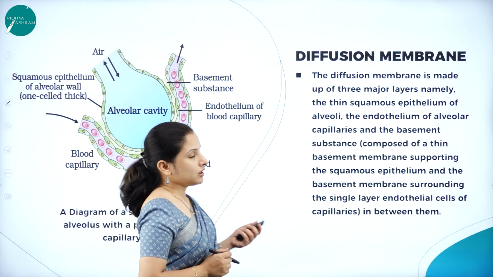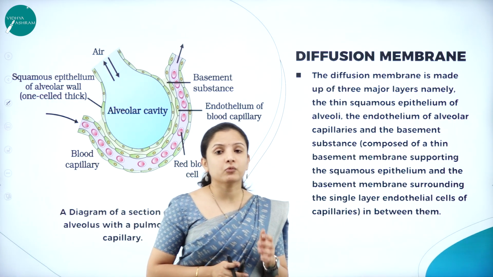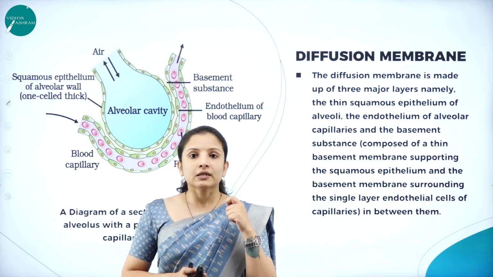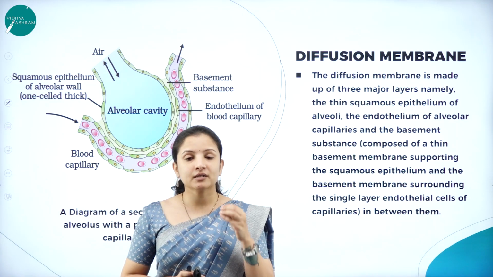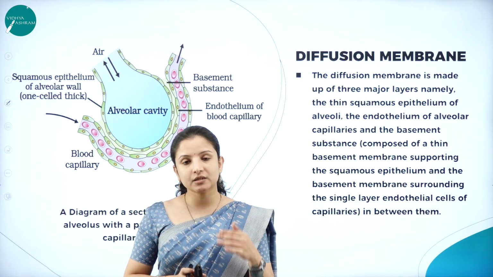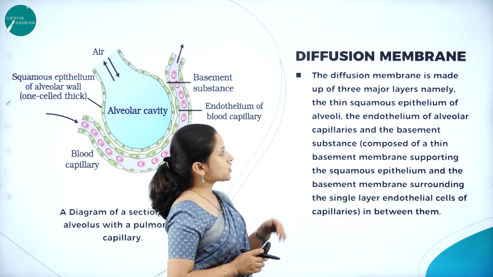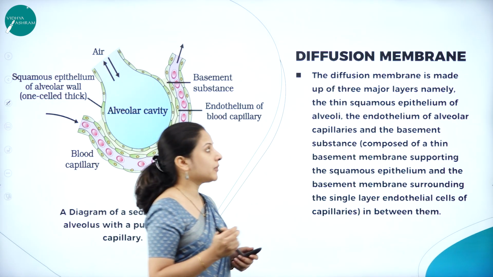So moving further, we'll talk about the diffusion membrane. Why should we learn about the diffusion membrane? Because I told you the thickness of the membrane is one of the important factors in the exchange of gases, so we need to know about it. The diffusion membrane is made up of three main layers.